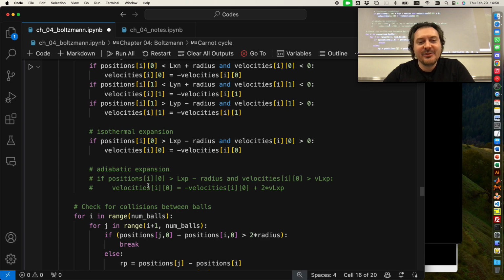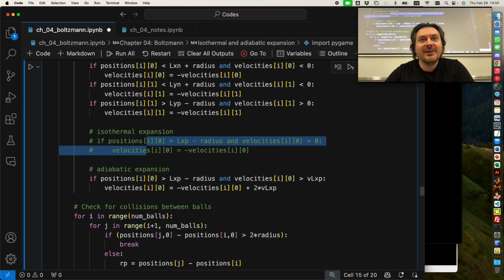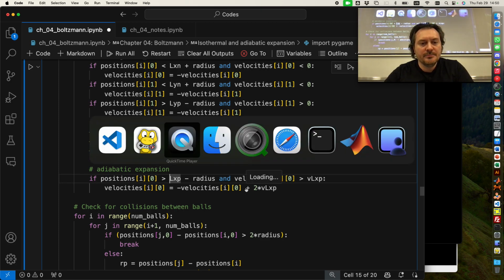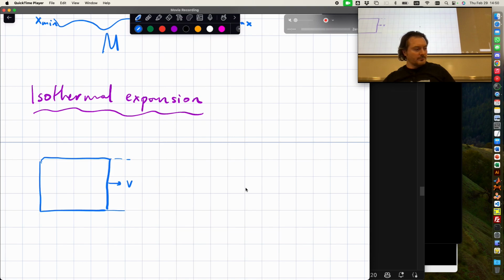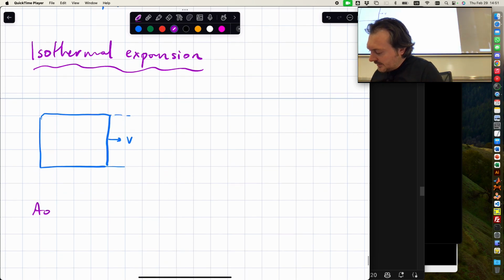Now, let me go to adiabatic expansion. This is what I do: I just comment out this one, and I actually do remove that energy that I'm supposed to remove. Let me show you how. So now I'm at adiabatic expansion.